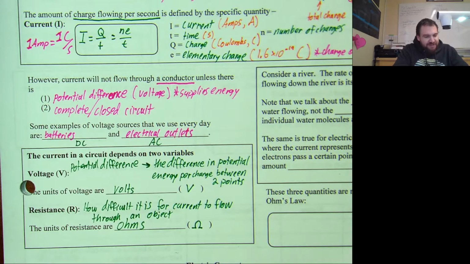So voltage is potential difference. It's the difference in potential energy per charge between 2 points measured in volts. Resistance is how difficult it is for a current to flow through an object in ohms. So if you have a large voltage, it's going to want to create for you a large current unless you have a large resistance, in which case it's going to prevent the flow. So you've got these three concepts working together and against each other to create for us the circuits that we use every day. So the thing I want you to consider is a river.